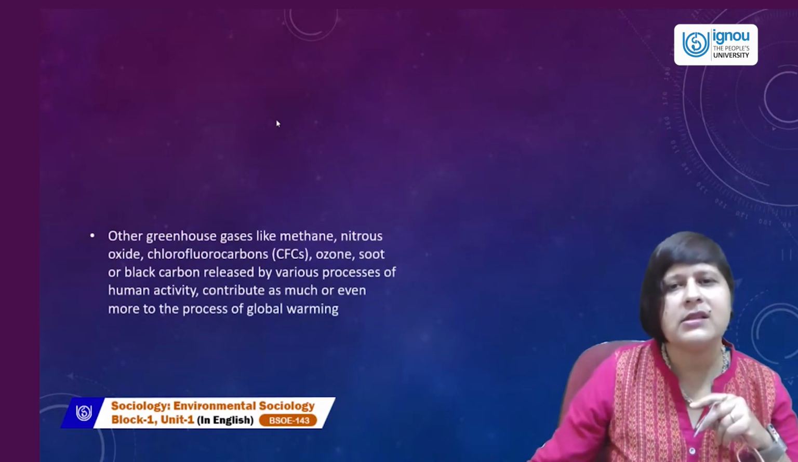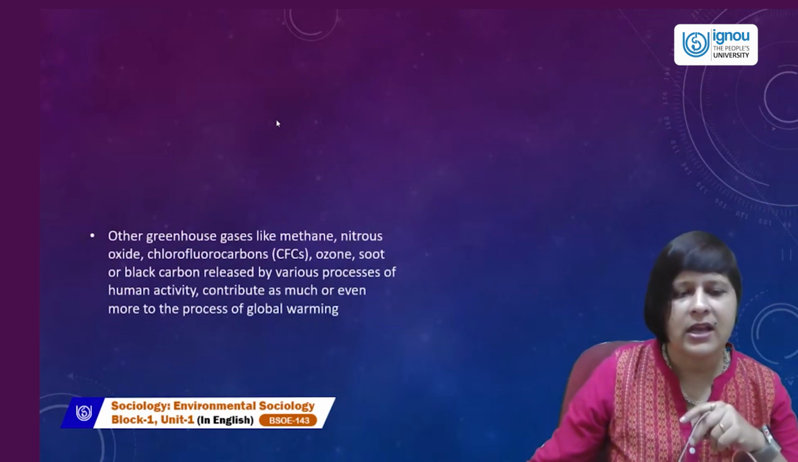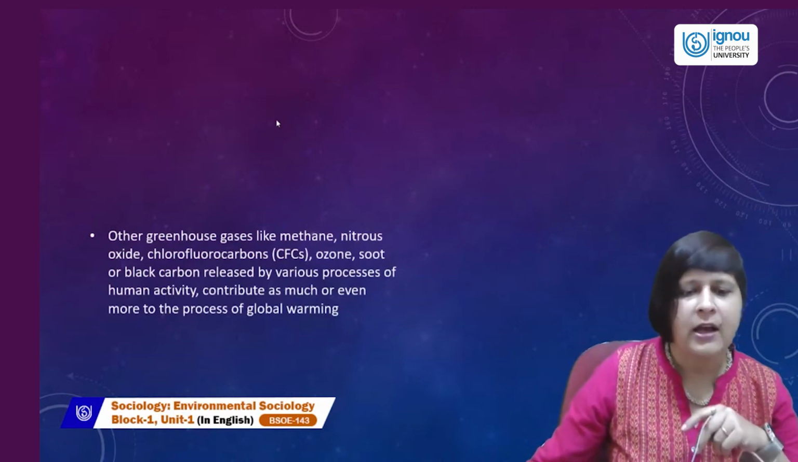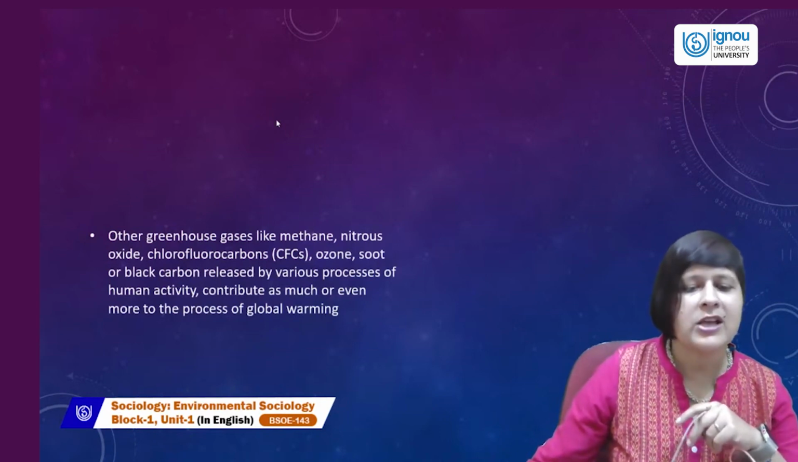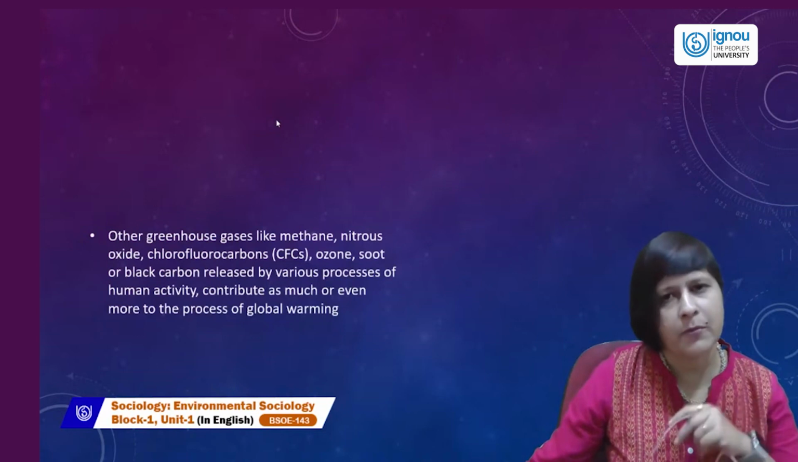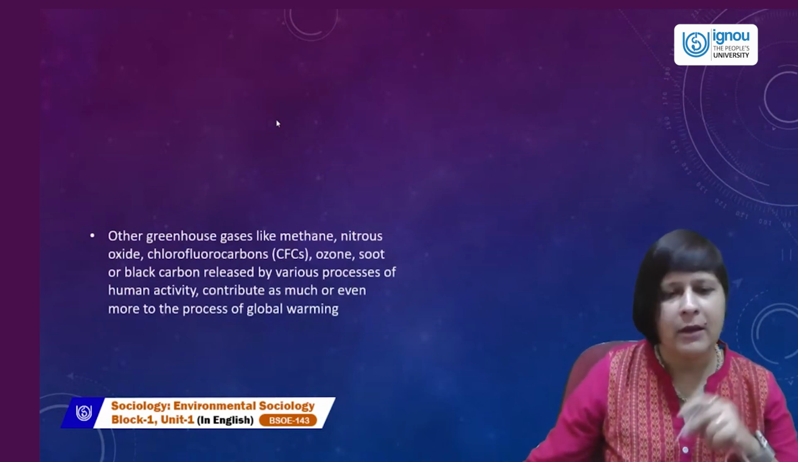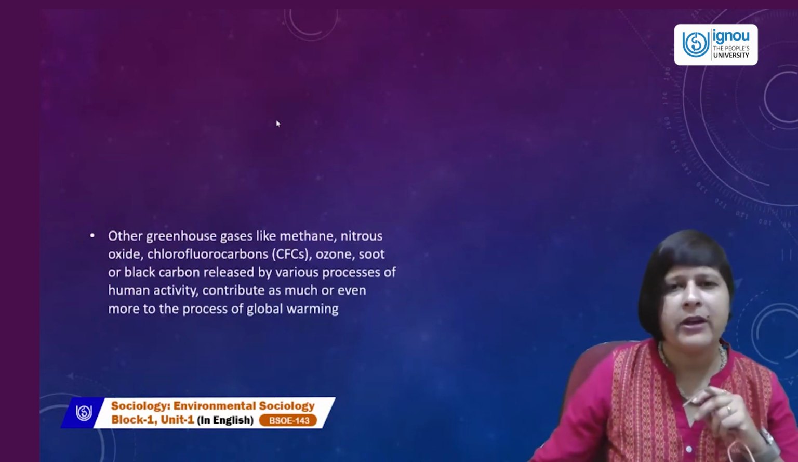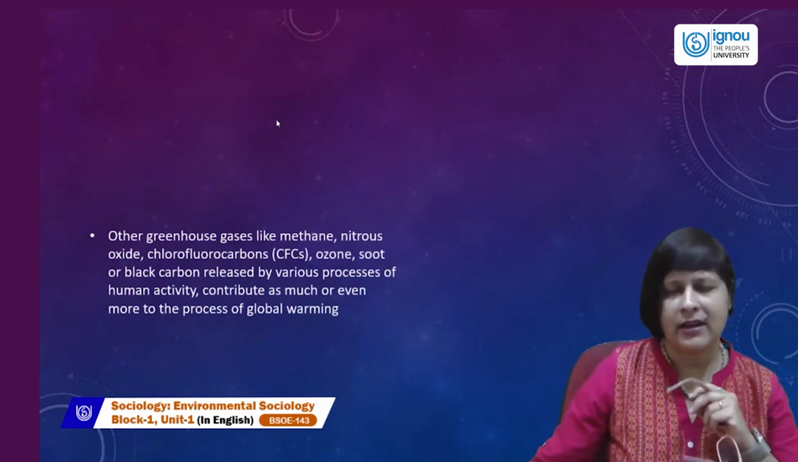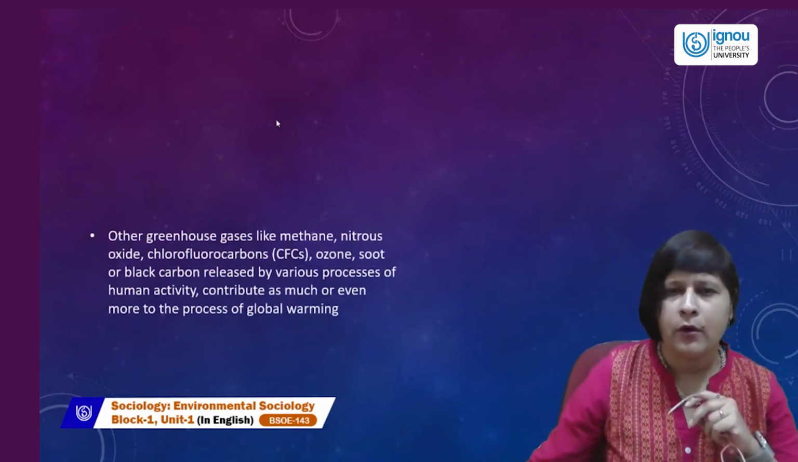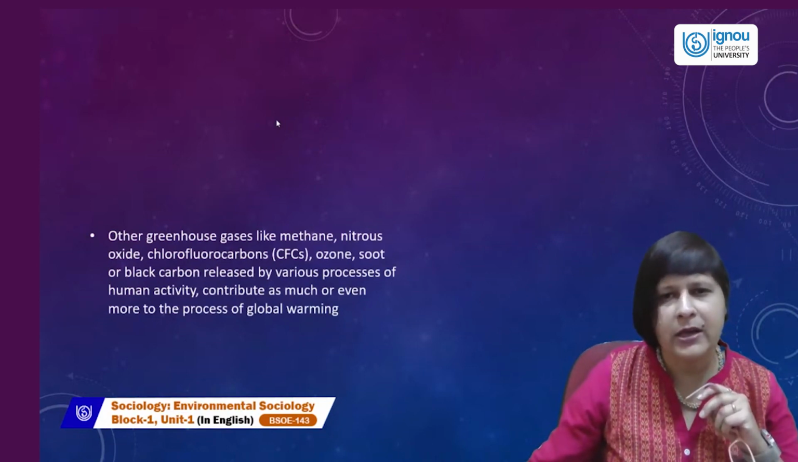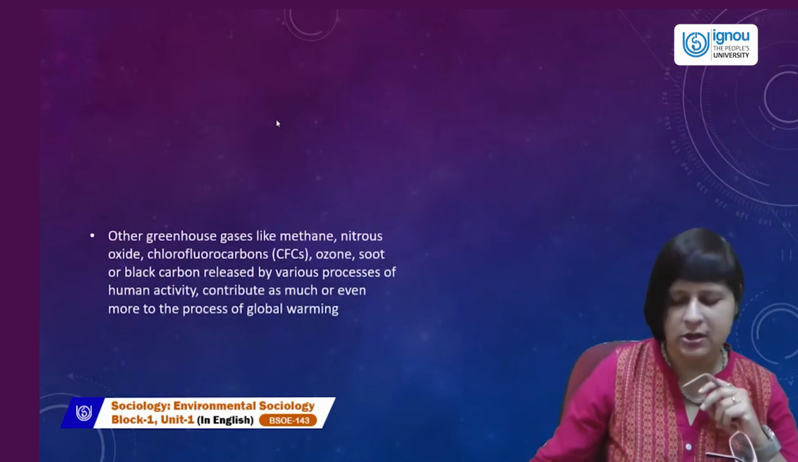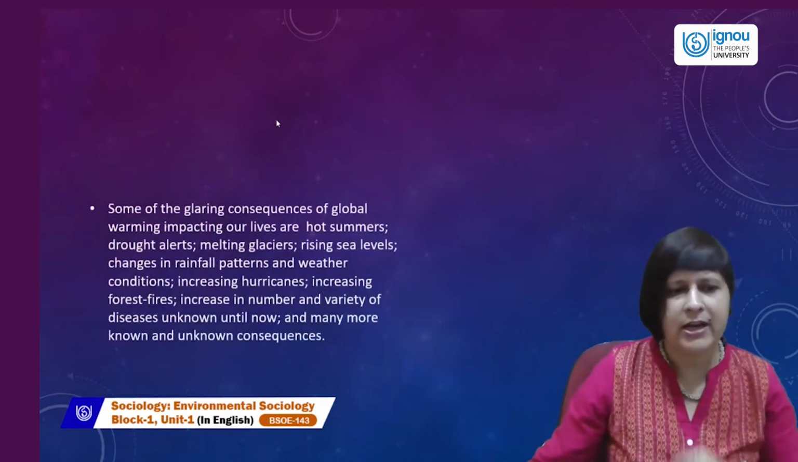Other greenhouse gases like methane, nitrous oxide, chlorofluorocarbons, ozone, or black carbon released by various processes of human activity contribute as much as or even more to the process of global warming. Apart from carbon dioxide, there are various other gases released by various human activities, and these gases are also responsible for global warming, right?